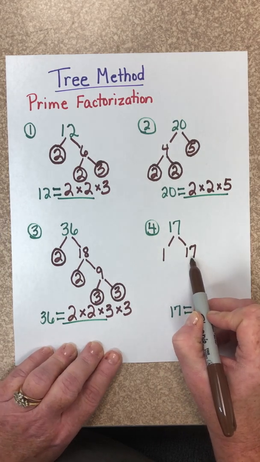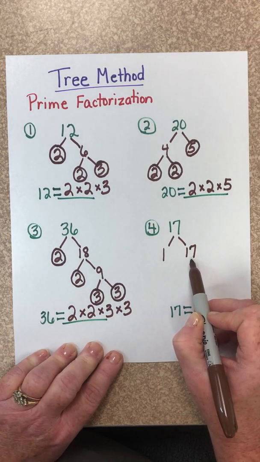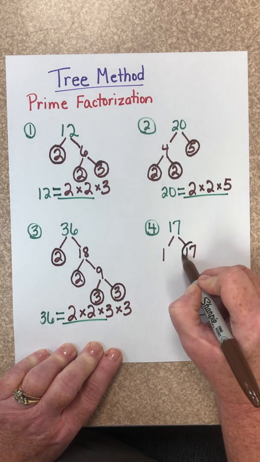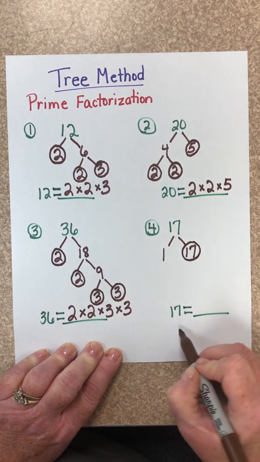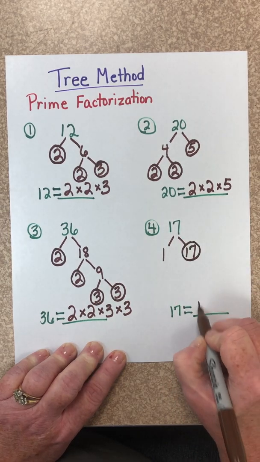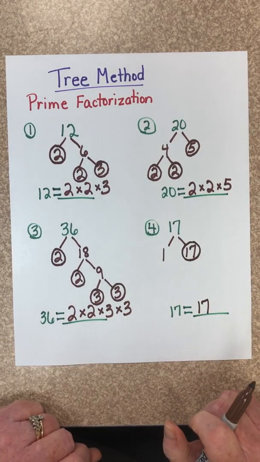So now think back to 17. Is 17 a prime number? Did we highlight that on my hundreds chart? The answer is yes. So the prime factorization of 17 is 17.